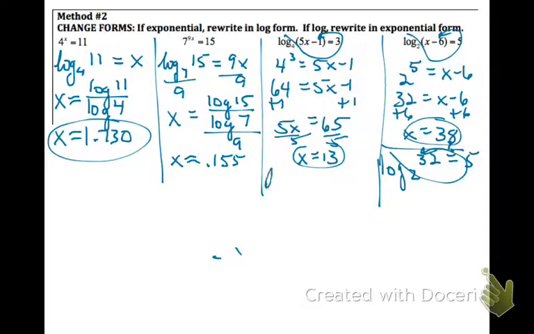And then let's check the one before. I think I forgot to do that. So log base 4, 13 times 5 is 65, minus 1 is 64. So we're looking to see if 4 to the third power equals 64, and it does.